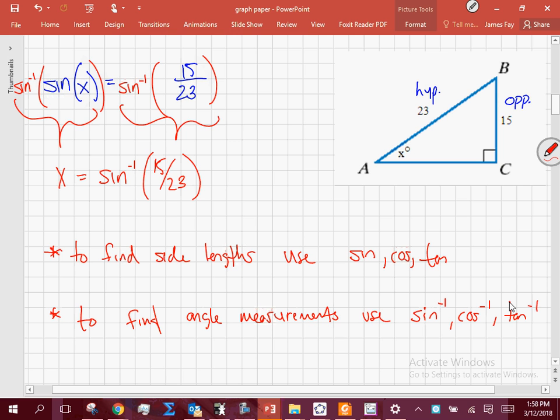Okay, to find side lengths, you're going to use the sine, cosine, tangent, because those are defined ratios for a particular angle that are going to allow you to enlarge or shrink the current side length that you do have information about, to gain the one that you're looking for. If you're going to try to find an angle measurement, then you already know the ratio. You already know the comparison of sides. So you're going to use the inverse functions to see what the angle is that is associated with those ratios.